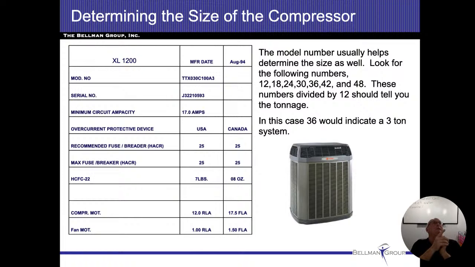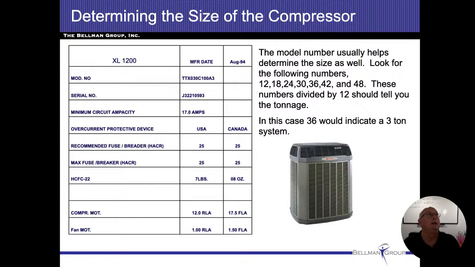But if you go to that buildingcenter.org and you look up that data plate, or I should say that serial number, J32210593, and if I remember right, there was an actual serial number on there, it should show you how to decode that and come up with August of 94. But in this case, it was easy.